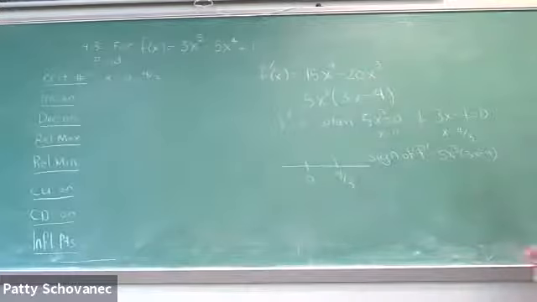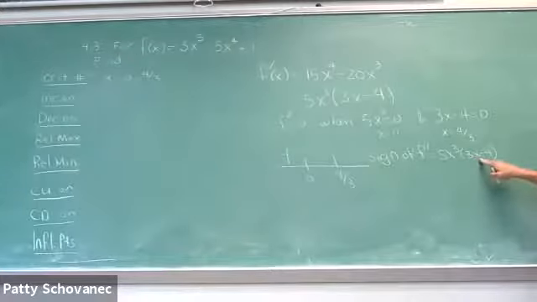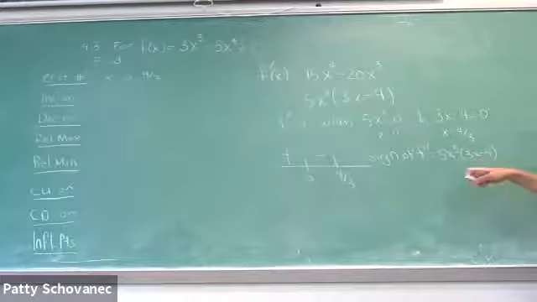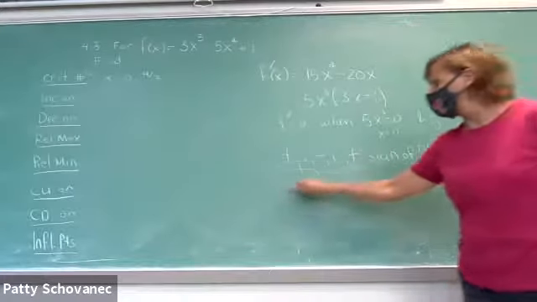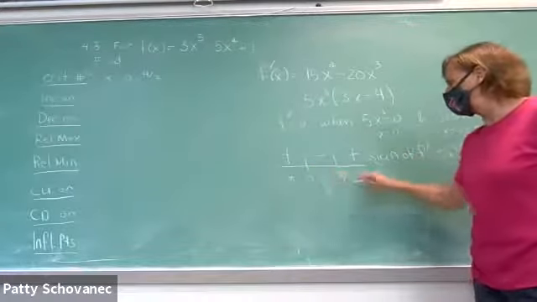So let's see, -1 cubed is negative. Negative times negative is positive. 1 is positive, 1 is negative, so that's negative. 2 is positive, 2 is positive, so that's positive. So did you get it go up, down, up?